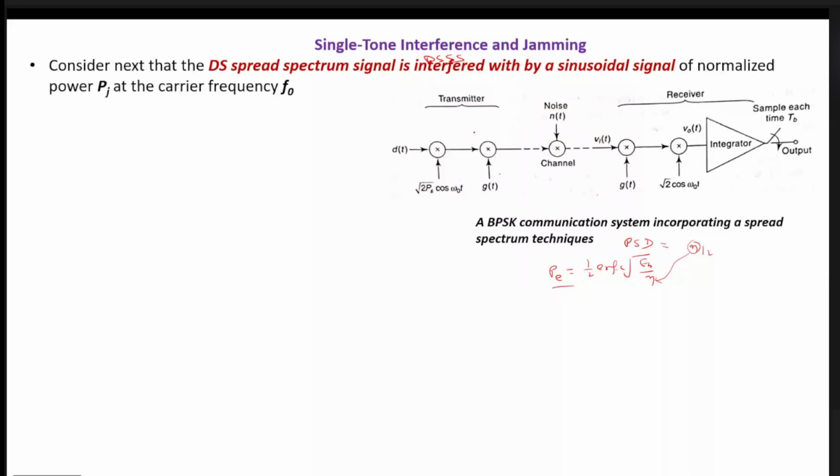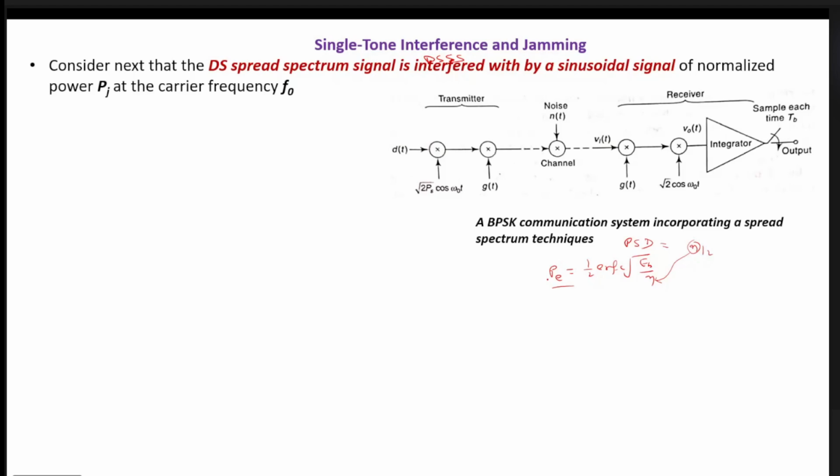Okay, so what is the need for calculating this probability of error? Because ultimately we will come to the conclusion that by varying certain parameters we can decrease the probability of error or bit error rate. So this is very important for secure communications.